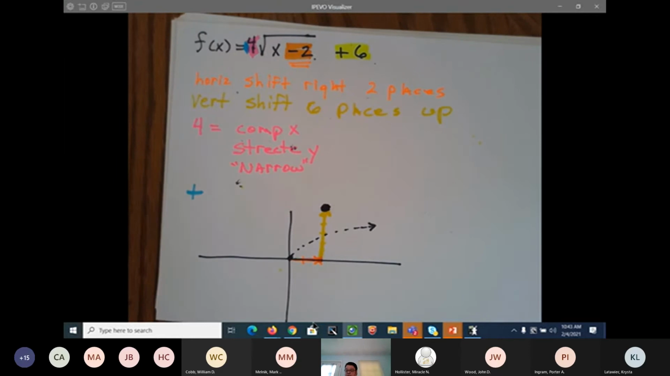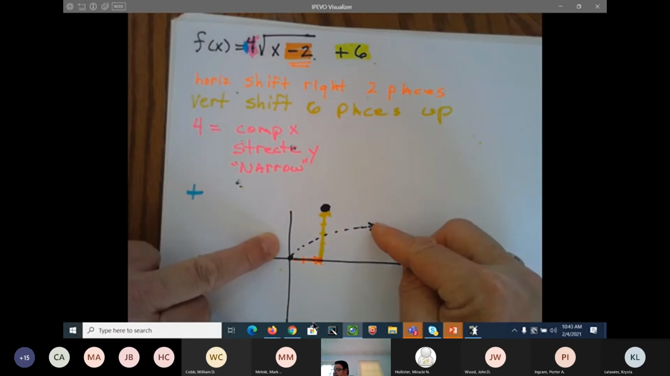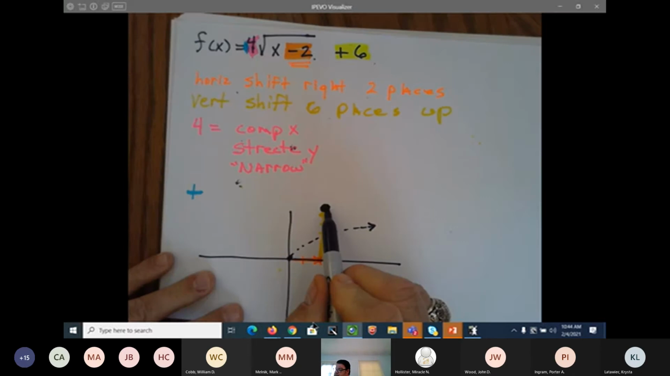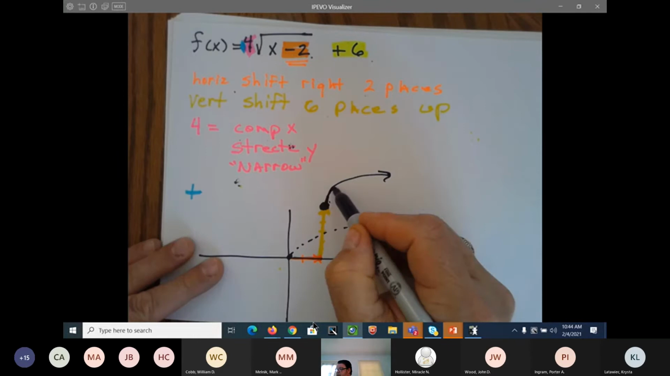Now, the 4 means that I'm going to compress. So my function looks like this, but if I compress along the x-axis and I stretch along the y-axis, it's going to look something like this. Because this is going to kind of bunch up right here, and it's going to kind of bunch up like that. So your graph looks like that.